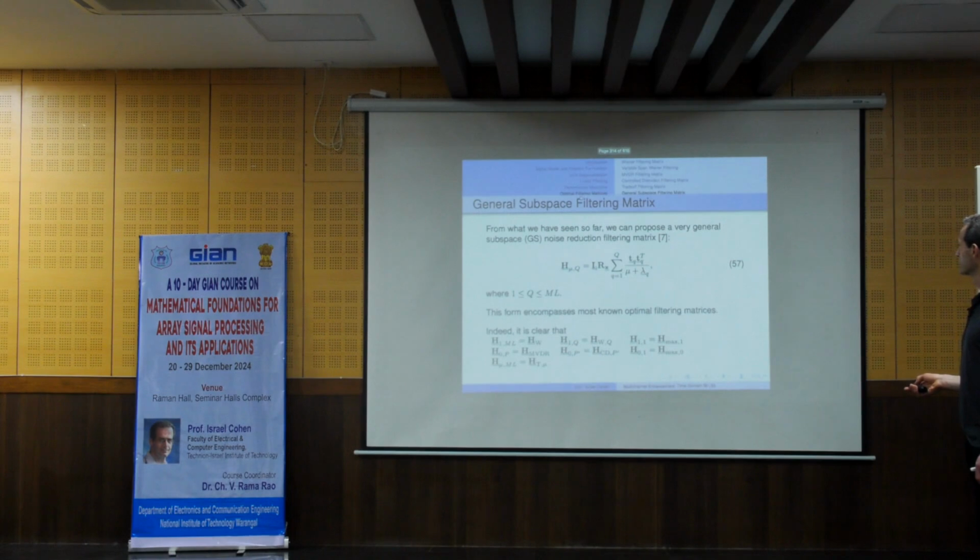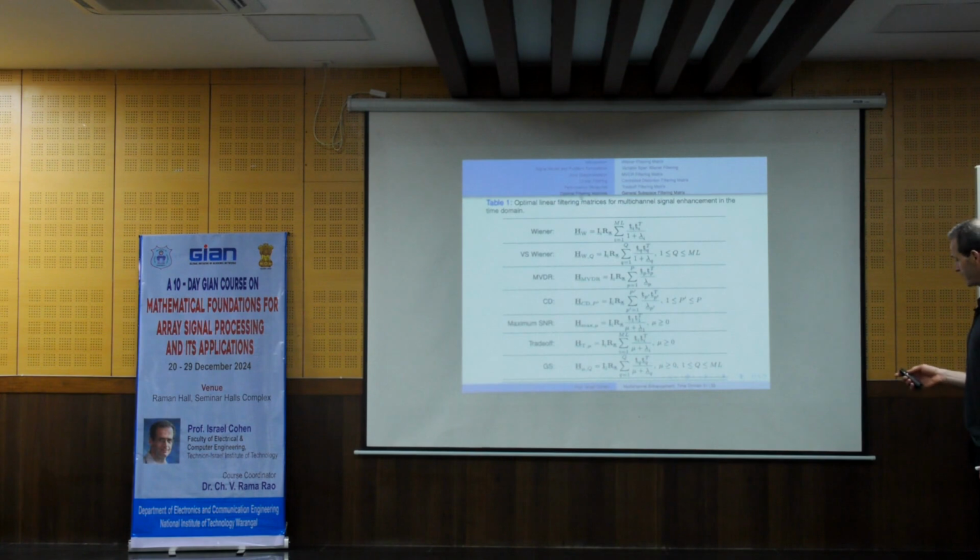Okay, so this is a nice way we derived it. And here you have a table that shows the general subspace with the parameters mu and Q. All the others can be considered as special cases of this general formulation: the Wiener, variable span Wiener, MVDR, control distortion, maximum SNR. So we have two options. But actually, we have more than two options.